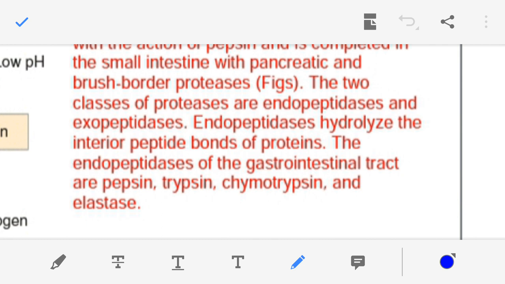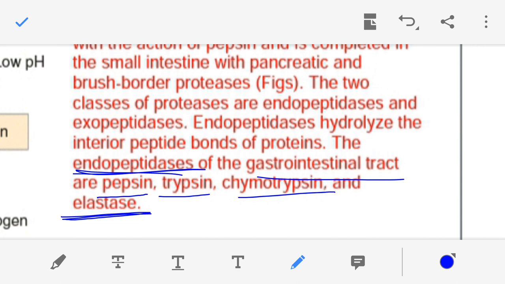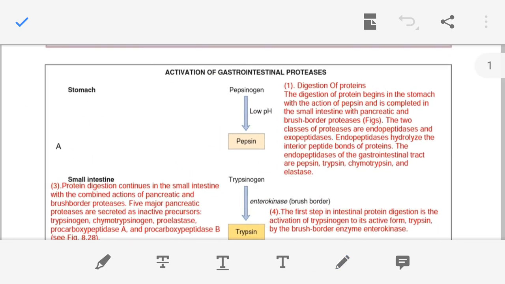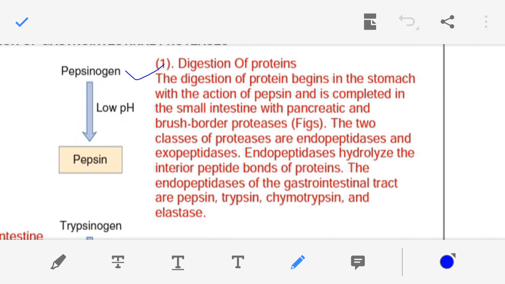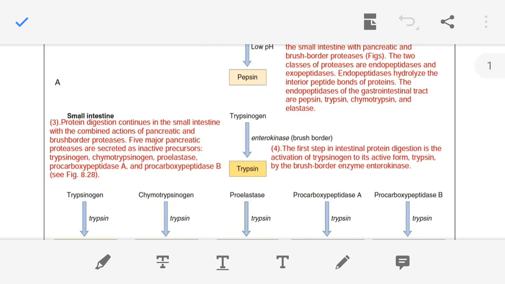Now the endopeptidases of the GI tract are pepsin, trypsin, chymotrypsin and elastase. These are the endopeptidases of the GI tract. So this was the first point, where the process of digestion is beginning, where it is completing, and which are the enzymes that are involved in the process of digestion. Now moving on to the second point.